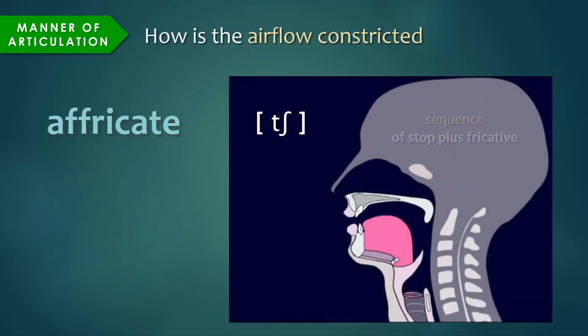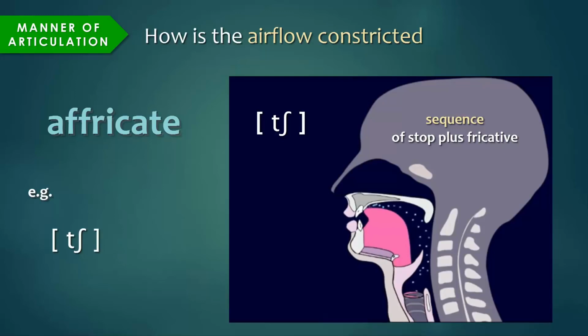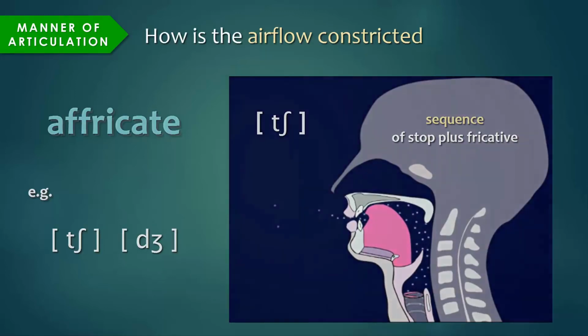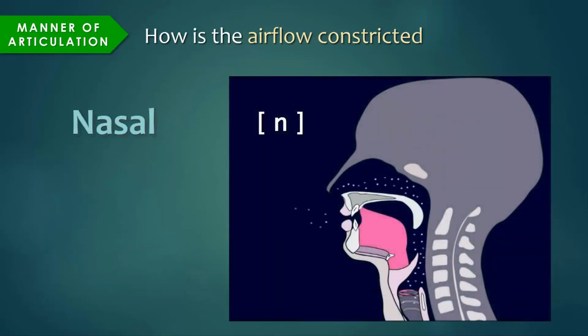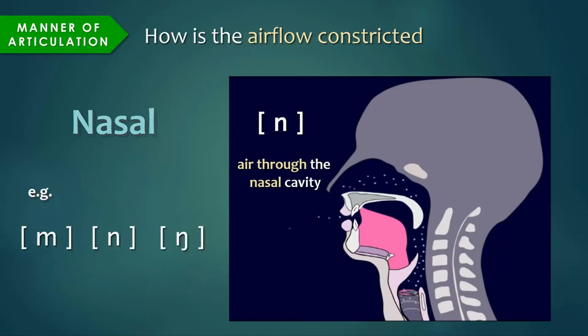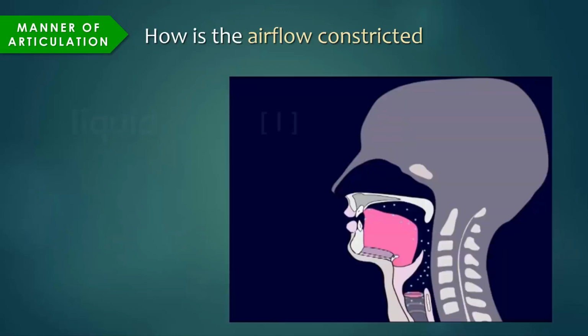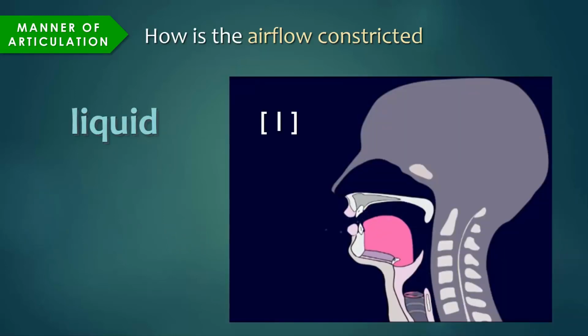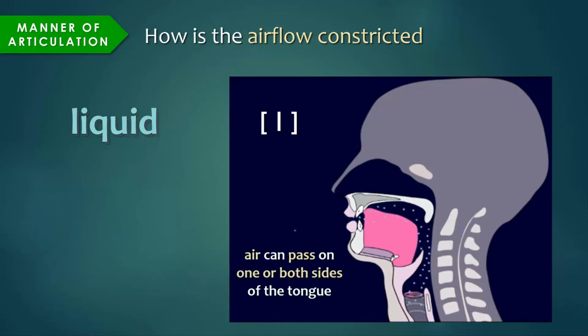Affricates result from a sequence of stop plus fricative in rapid succession. So the affricate ch represents t plus sh, just as the affricate j results from d plus zh. Nasal sounds are produced when the velum is lowered, allowing air to pass through the nasal cavity, such as m, n. Liquid sounds are produced by allowing air to pass by one or both sides of the tongue, and the tongue itself can move a lot to shape the sound, such as l, r.